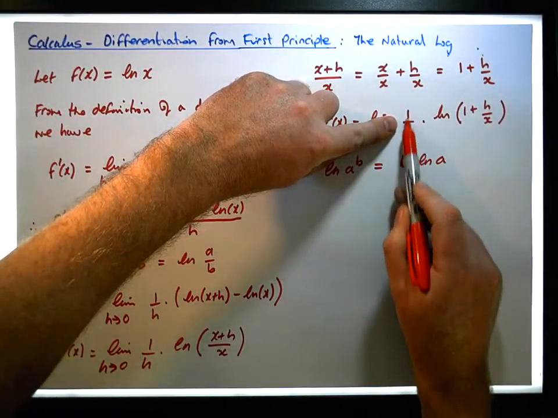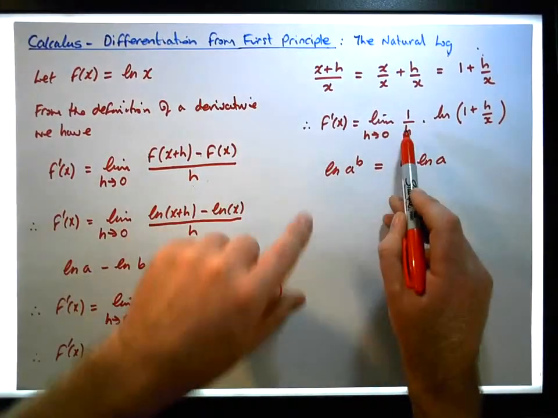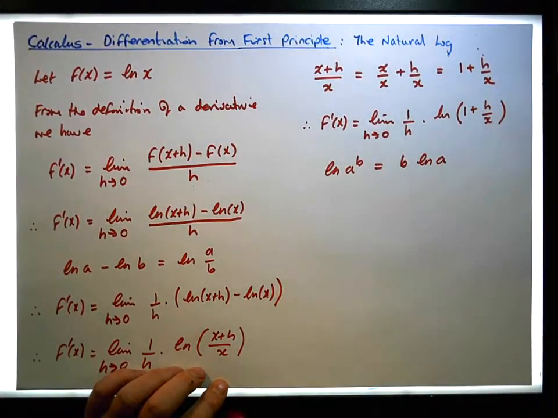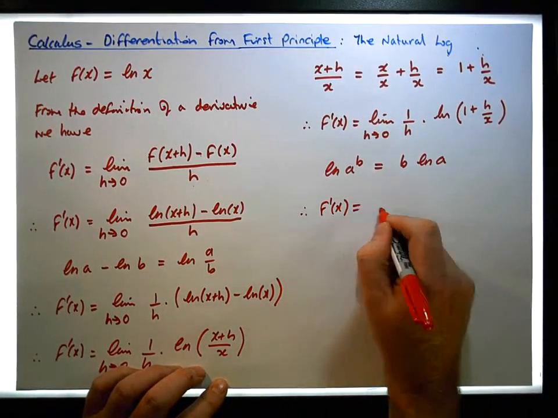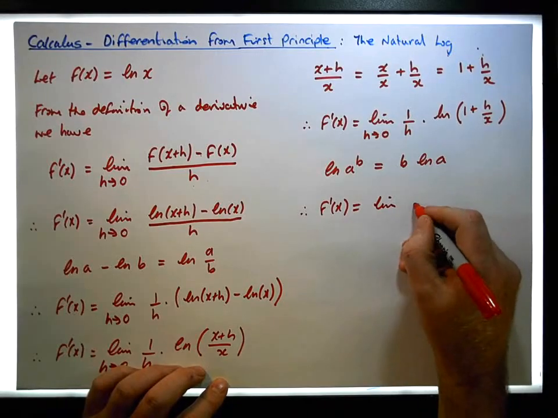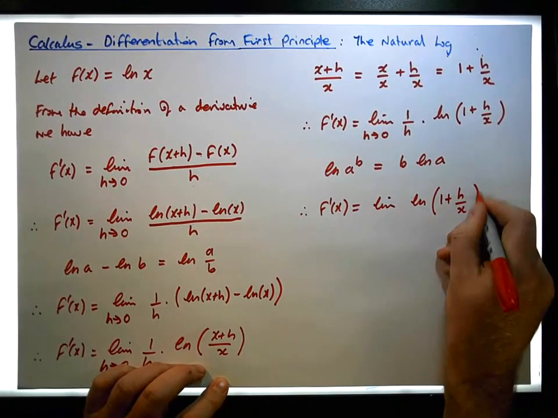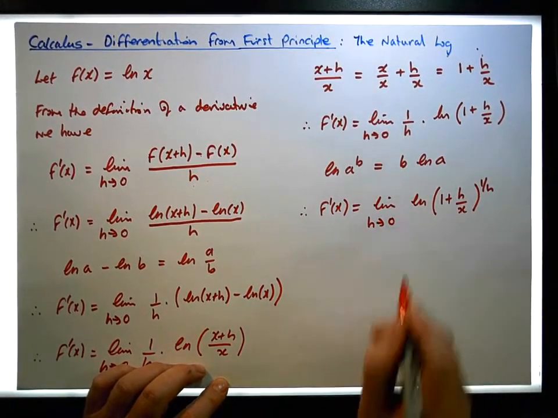is we have the b term multiplied by a natural logarithm. So we're going to reverse it. We're going to bring this particular coefficient 1 over h to be the exponent associated with this. So therefore, we have f prime of x is equal to the limit of the natural logarithm of 1 plus h over x raised to the power of 1 over h as h tends to 0.